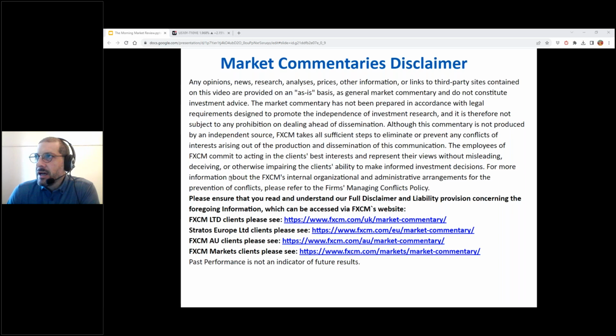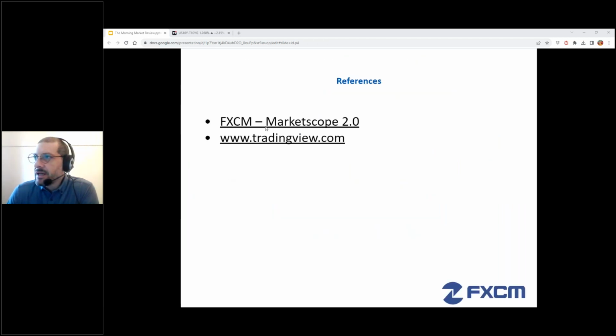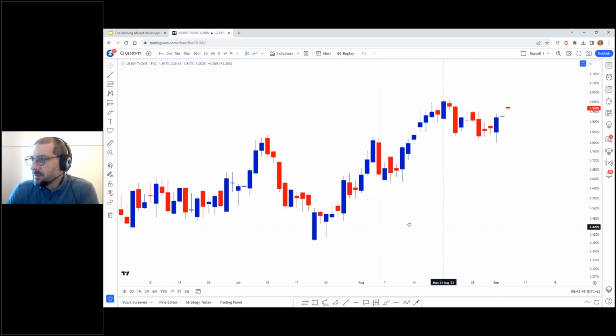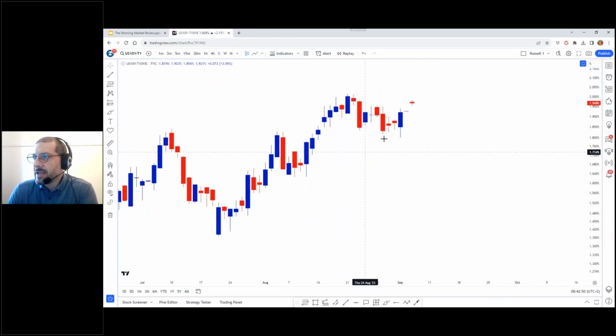And just finally, our references before we get started: MarketScope 2.0 and TradingView.com. I want to start off with TradingView. Again, our starting point at the moment is the real rate. We said yesterday that we're going to monitor it, so we'll start off just by taking a look at where it's at.